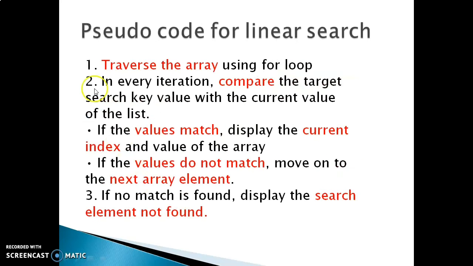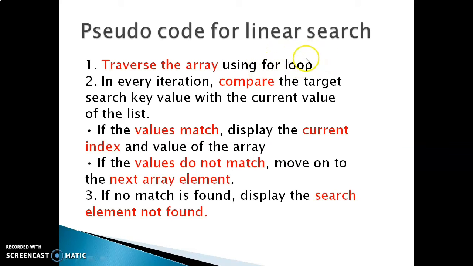Now you can see the pseudocode for linear search. The first step: traverse the array using a for loop. What is the meaning of traverse? Visiting all the elements present in the list or array is known as traversing. Visit means we just see the elements present in the array. You have to check all the elements in the array, then only you will be able to find the particular element. That's why we traverse the array using a for loop.